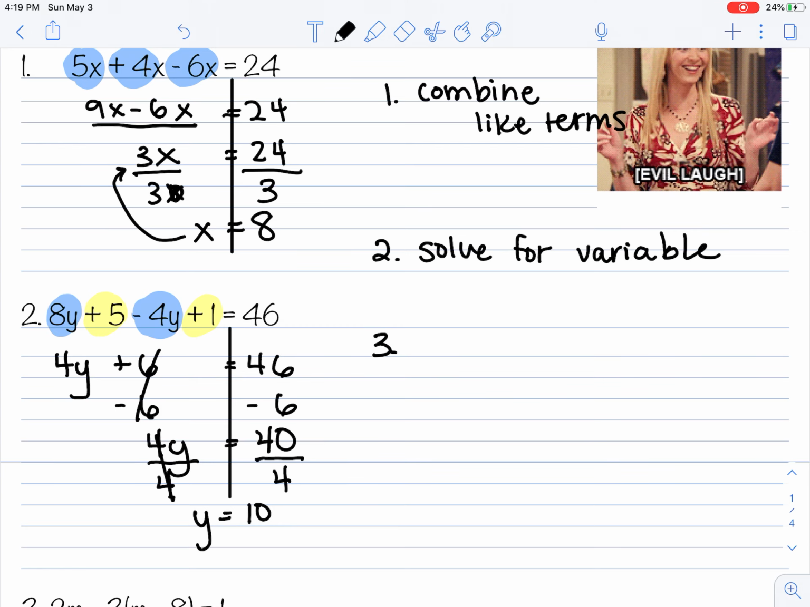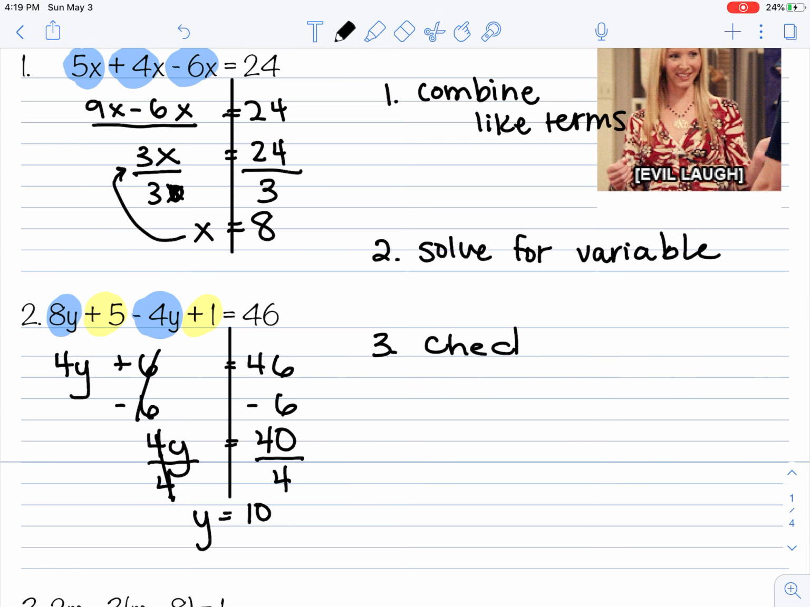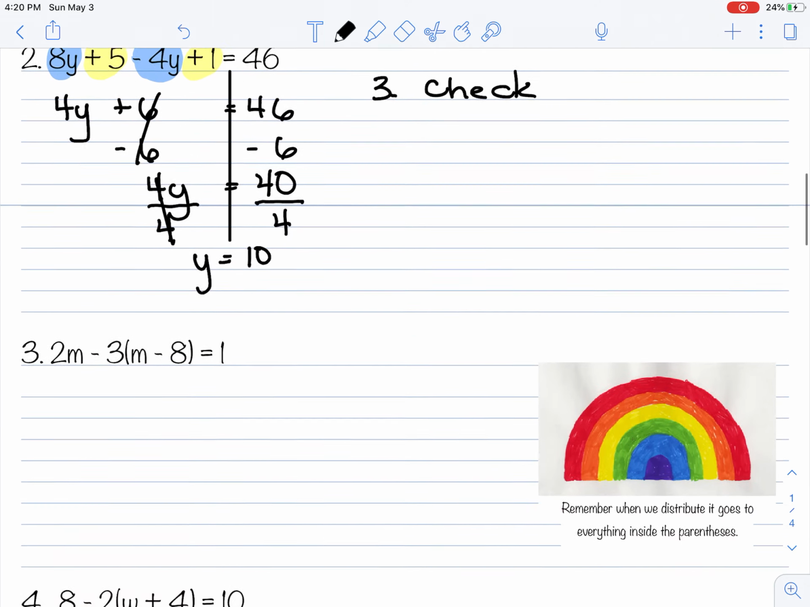Okay, and step 3 would be that we are checking our solution. So y is equal to 10. I could go ahead and plug that back in and show that 46 is equal to 46. You'll see the linked video on how to check your equations next.